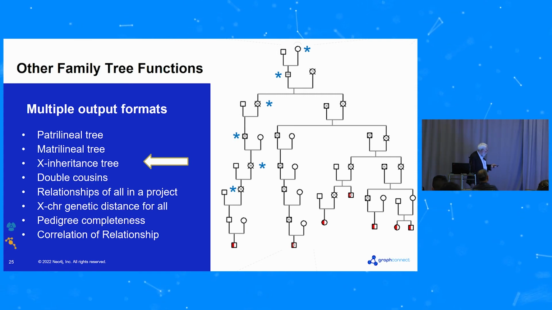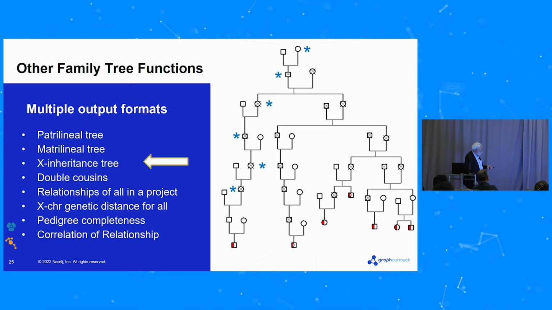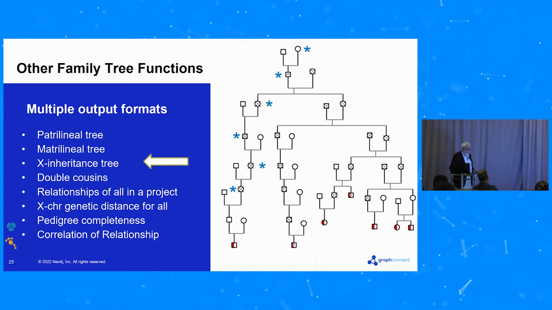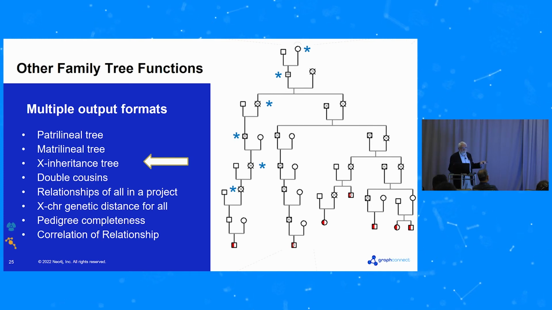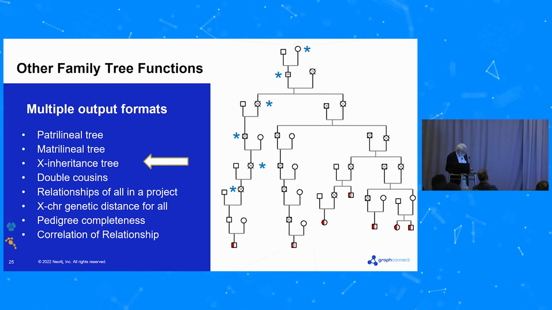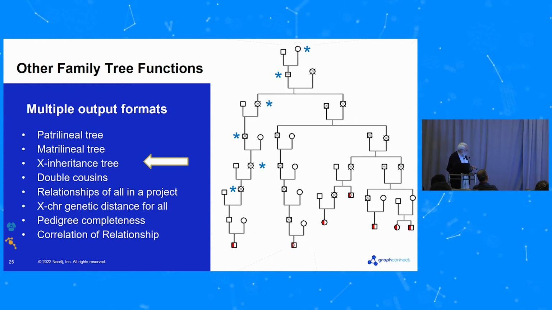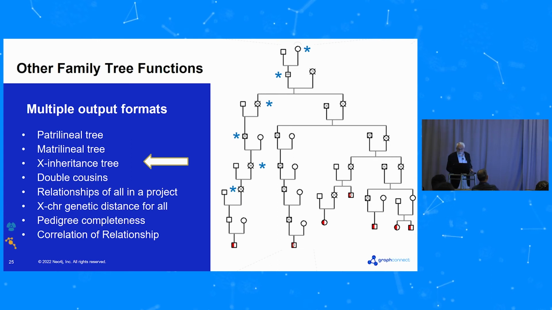And then we have other things, finding double cousins, relationships of everybody within the project. We can look at genetic distances. We can look at pedigree completeness and what's called correlation of relatedness, which is actually a better measure than I'm first cousin, second cousin, or whatever, especially when you have these multiple relationships. The correlation of relationship is a way to get around that problem. And that's easy to calculate in a graph database, and there's a particular function that does that.